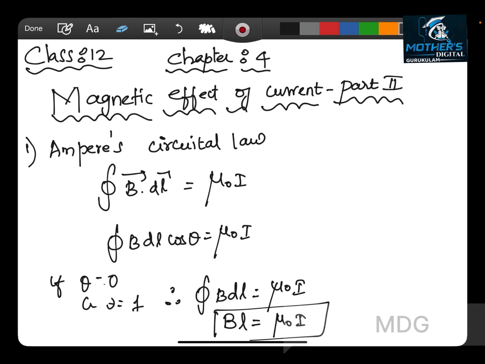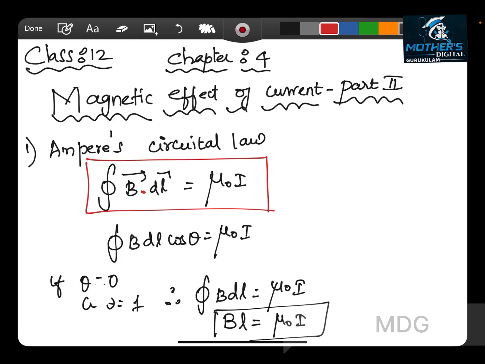Let us continue with class 12, chapter 4, magnetic effect of current, part 2 formulas. So the first one is Ampere circuital law, given as integral B dot dl equal to mu naught I. So this is the Ampere circuital law result.